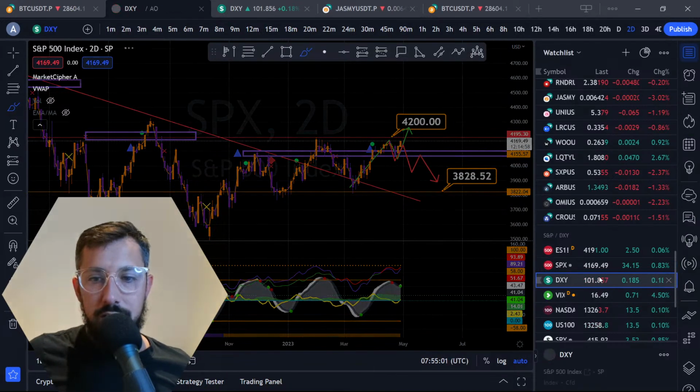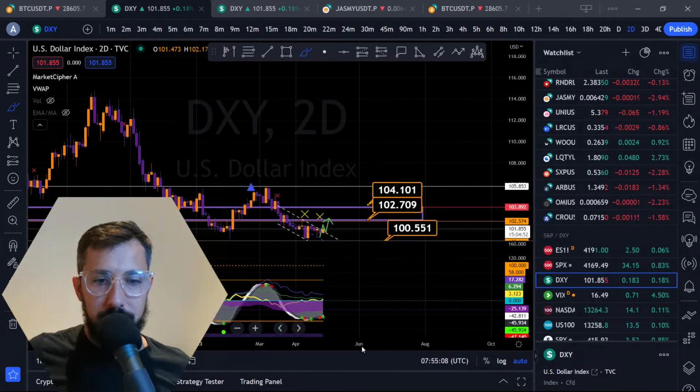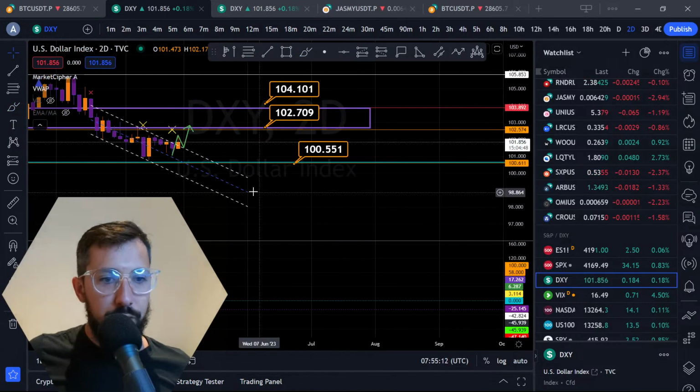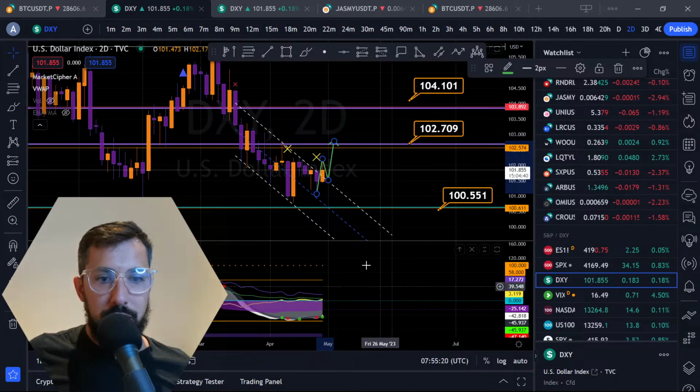Also, Dixie is looking to continue upwards, okay? When we zoom into the Dixie, we can see dollar index, inverse correlation with beautiful Bitcoin, right? So it looks like it's trying to push up. We've had this marked out. We're trying to get up to this 102 area, right?